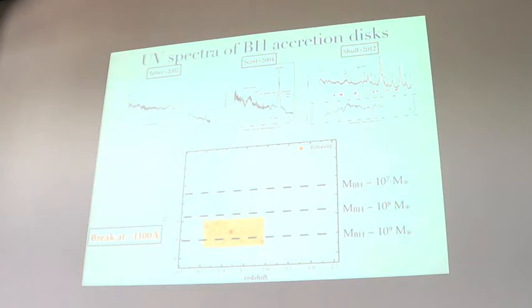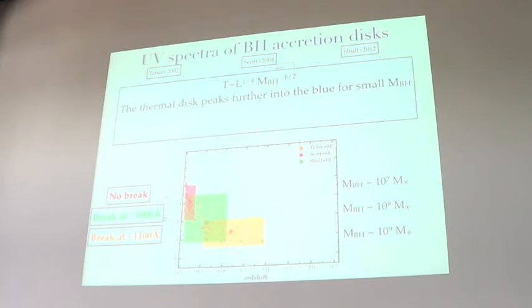Then with a break at around 1100, as I said, around the Lyman alpha, and then we have Scott 2004 using fused data, no break. And then Shull 2012, again a break at 1000. So it seems that the thermal disk is peaking further into the blue for small black hole masses. And maybe we are seeing the expected trend, but there is a but. I'm going to show you that this actually depends on several corrections.